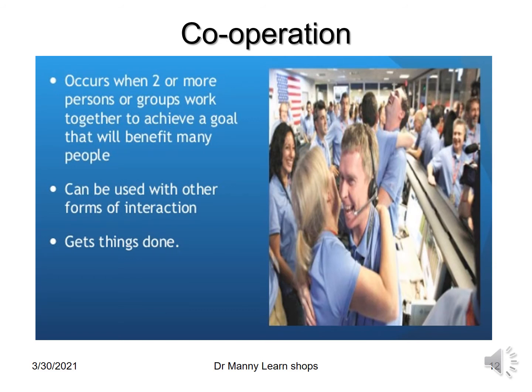What's cooperation? Cooperation is a process that occurs when two or more persons or groups work together to achieve a goal that will benefit many people. You've already done that when you did your teamwork, your group work, in your video presentation, your seminar, and your written work. It can be used with other forms of interaction. It gets things done. Cooperation.